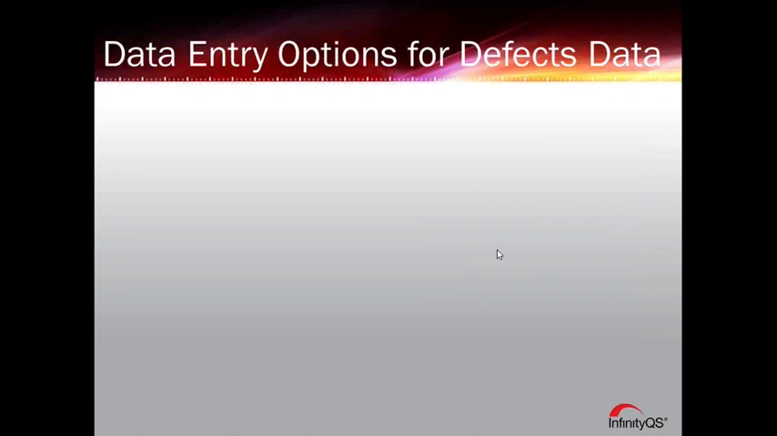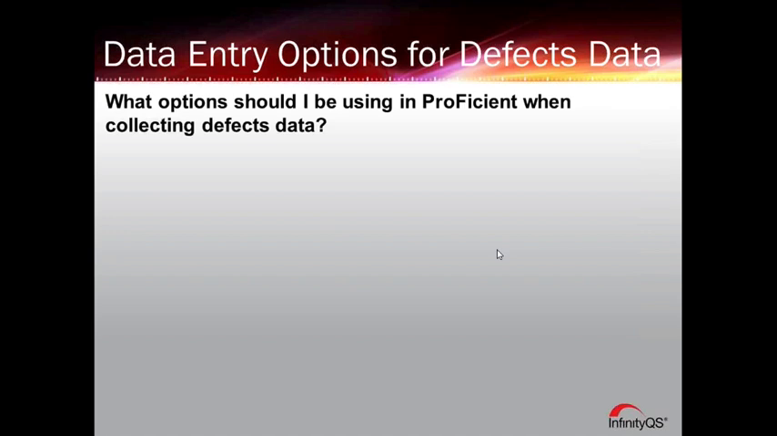Okay, so for those of you who are avid Proficient users, you know there are lots of options in the software, and some of those are specifically geared towards attribute data collection. So, what are some of the specific options that I should be using in Proficient when I'm collecting defects data? The first one is more of a conceptual thing to consider: using the built-in defect code functionality in the software, which allows the user to assign a value and then determine how many of those defect codes were selected just from a pick list.